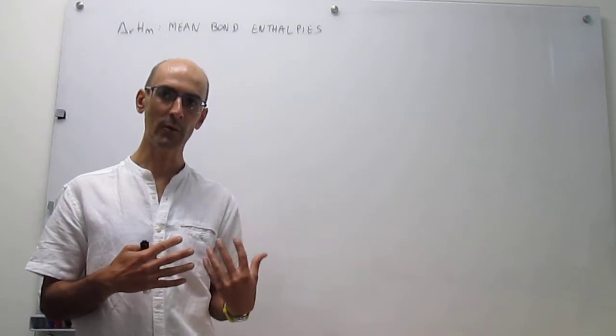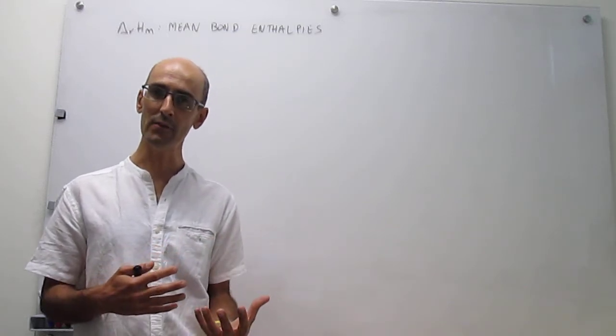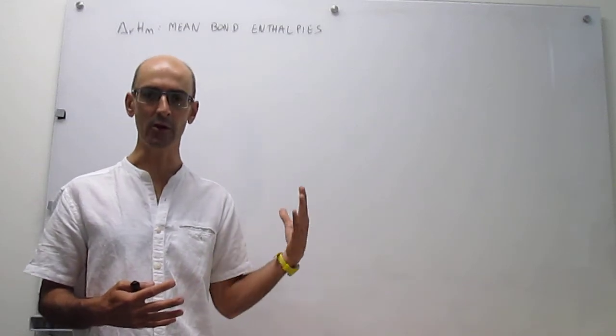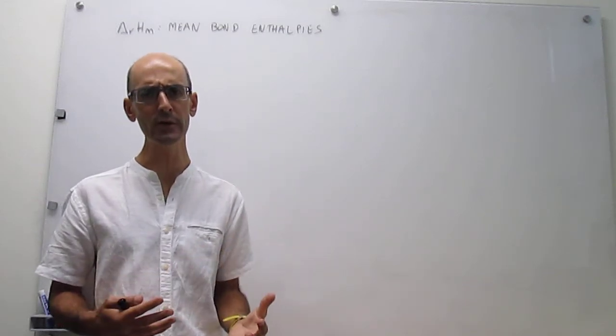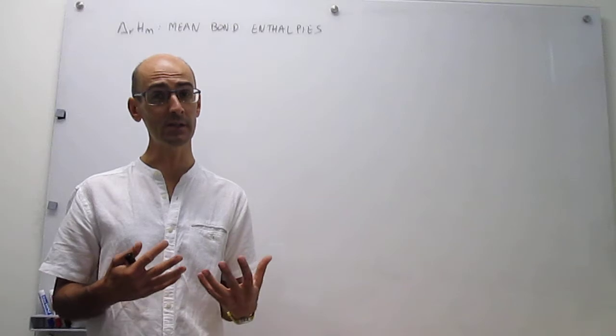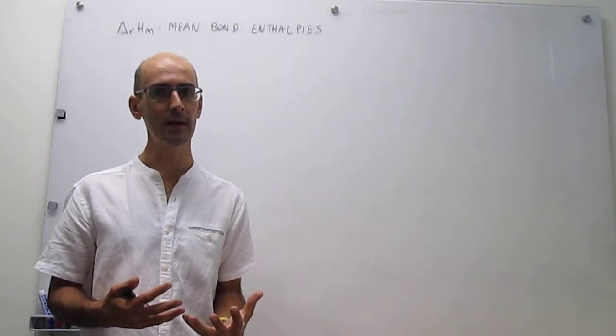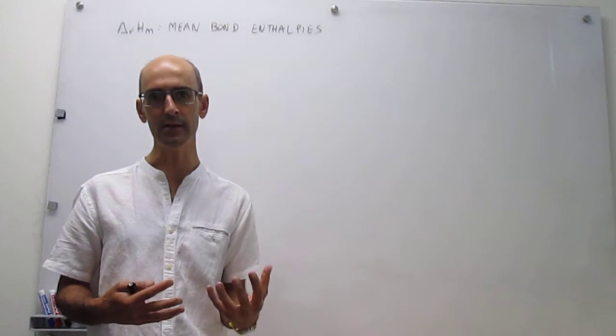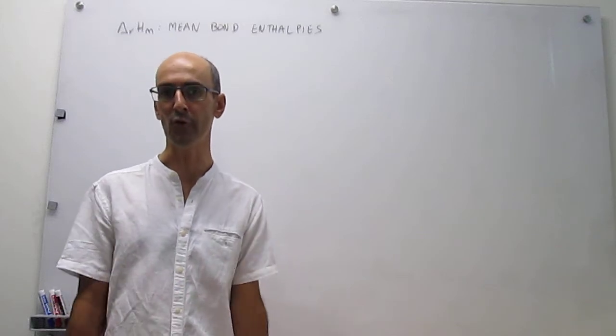Now this method right here is the simplest one and the most inaccurate one, right? So this is really not used at all, but we're going to just describe it because it illustrates a very important point about the energetics of chemical reactions, and that is the energy involved in breaking and forming bonds.